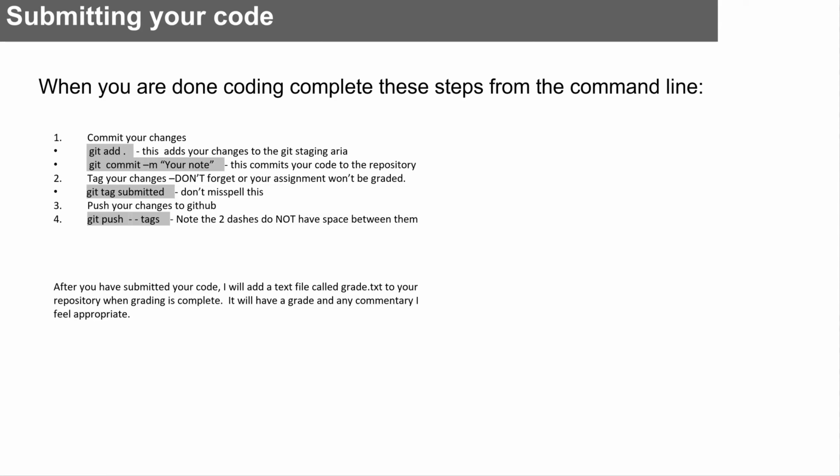Okay? Now we're going to finally push our changes to GitHub. Say git push, two dashes. Notice there's no space between them, even though it kind of looks like there is here. And then the word tags, no space between that either. That'll push it up to the server, and that's that. That will show you completing your assignment.